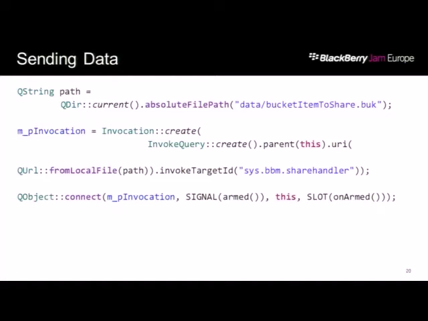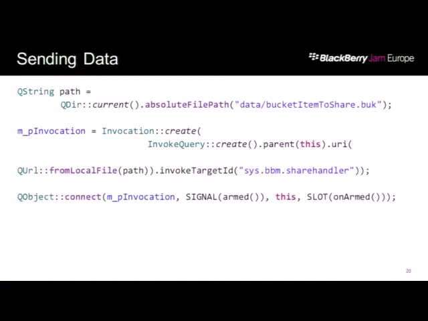And the next thing I'm going to do is create the invocation request. That's what's happening on the next two lines there. We're going to create the request with that file path that's in the original line there, as well as use the sys.bbm.share handler, which is a share framework to send over BlackBerry Messenger. The last thing we have to do is match our slot with the ARM signal, and that basically tells when the invocation should fire. So we take the actions there.